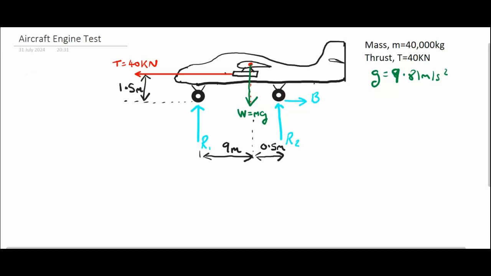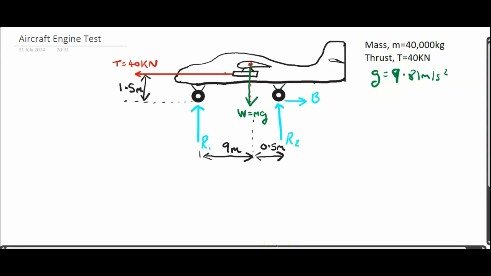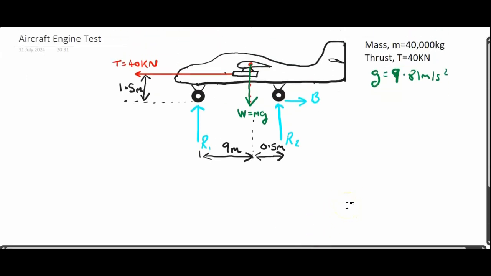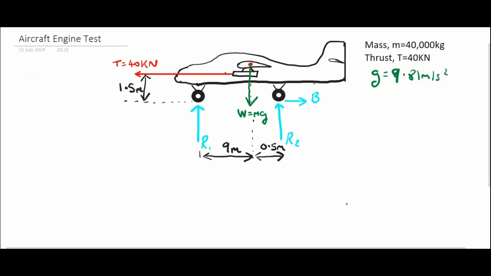Okay. So there we've got our dimensions on, our values, and we can start to do some calculations. So we want to try and calculate what are the reaction forces at the wheels. So let's scroll down and start to look at that. So the first thing we might want to do is resolve forces in the vertical direction. So let's write that in here.